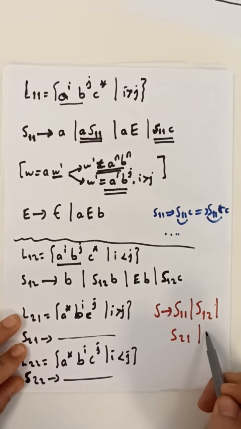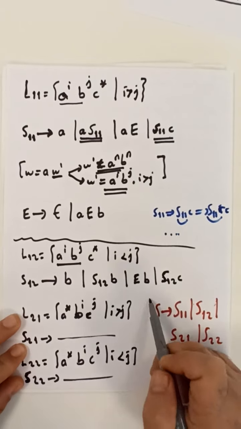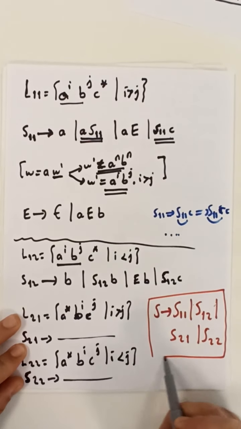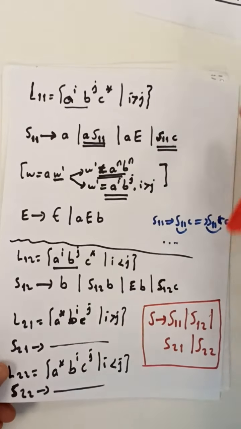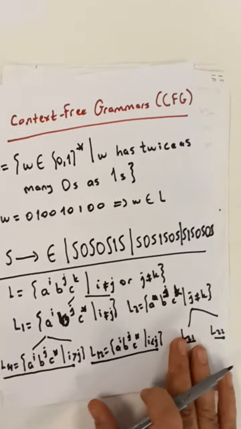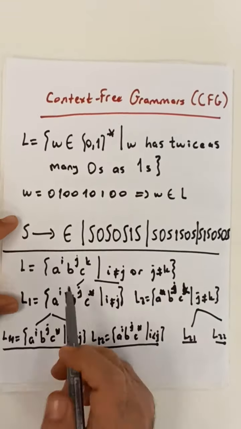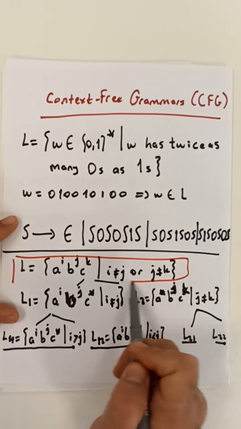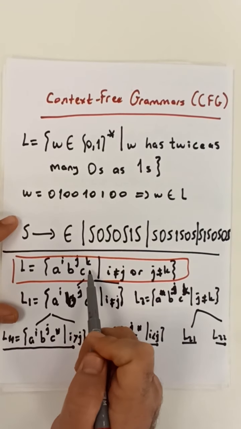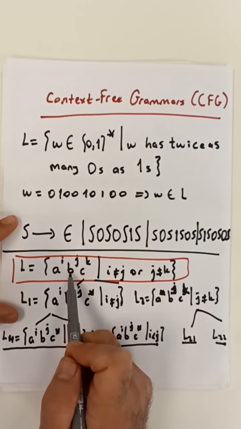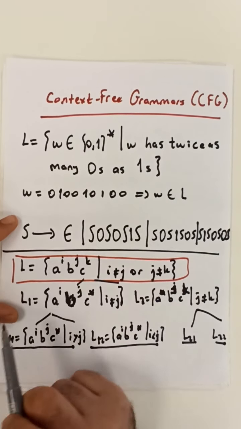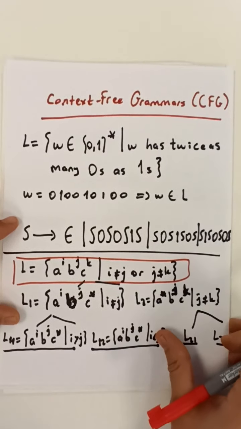S21 or S22. Now this grammar is capable of generating all such strings that we had defined earlier, A to the I, B to the J, C to the K, such that number of A's is not equal to number of B's, or number of B's is not equal to number of C's.